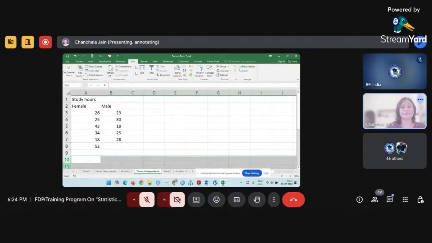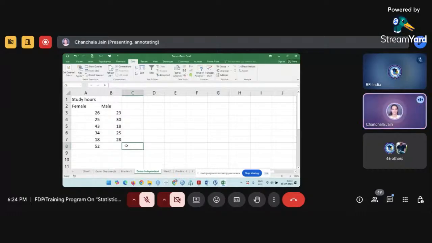Yes. Fine. Now you need to see, here we are having the data of the students, male and female students' data. Study hours data is given to us, that is, how many hours in a particular week are studied by the female students and male students. So this data is given to us.